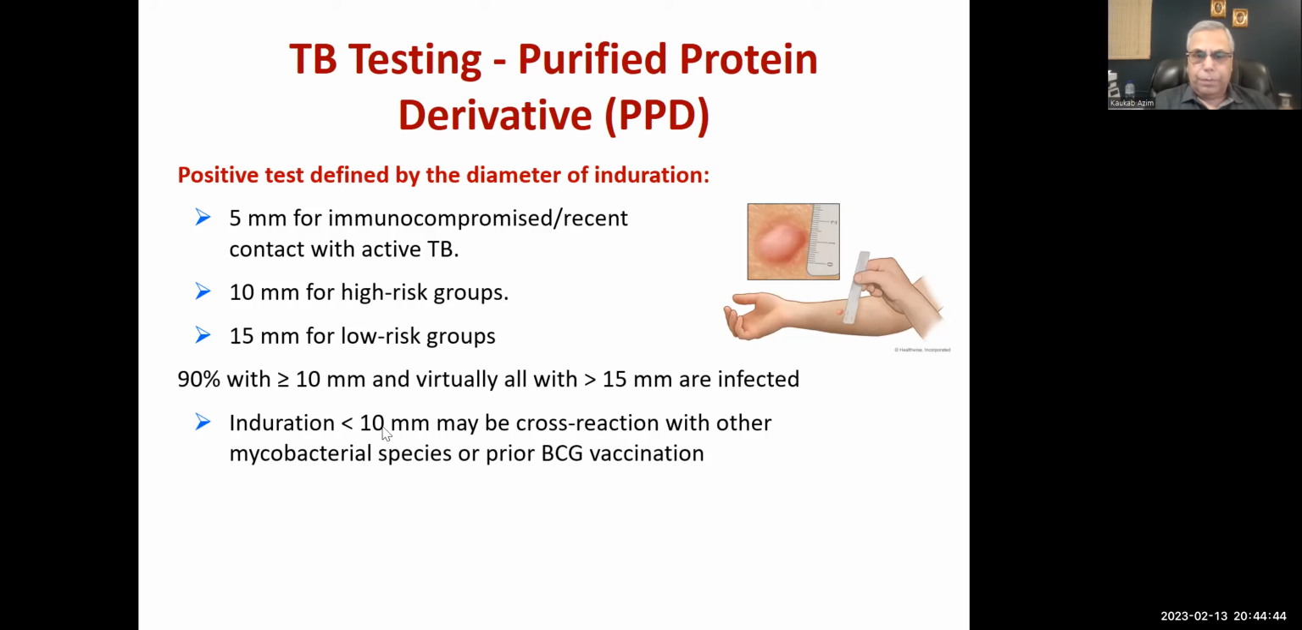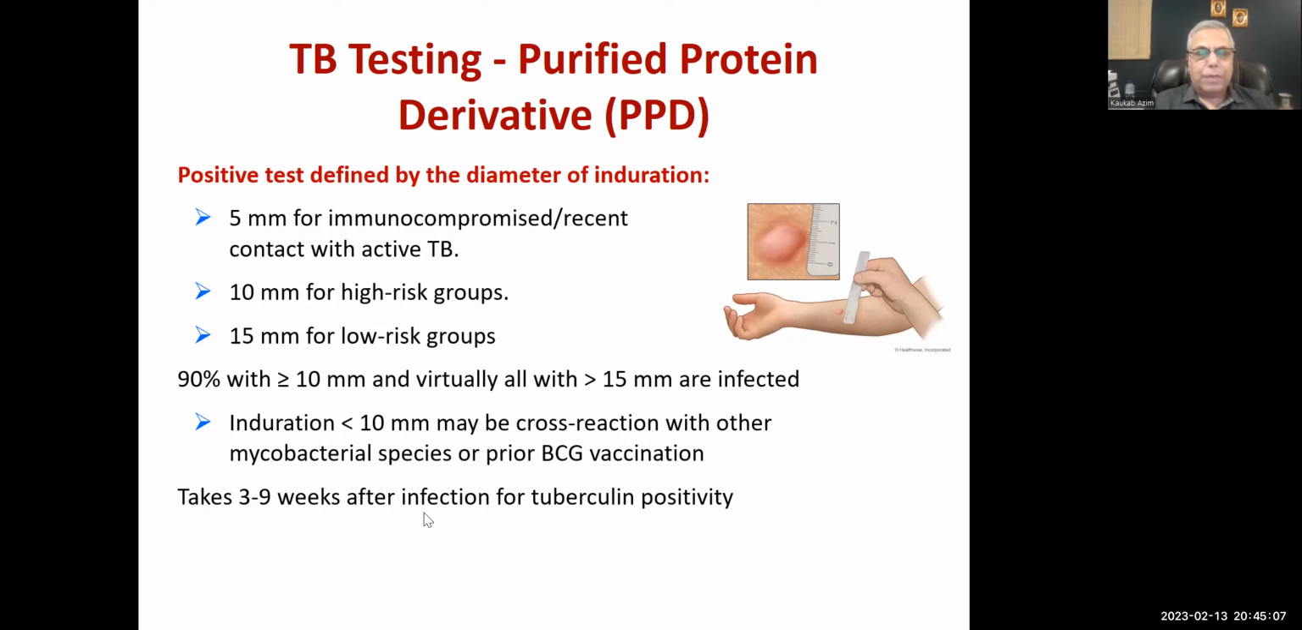So if the patient is normal and the reaction is there, but it is less than 10 mm, then obviously we'll do further investigations. And if it is more than 10 mm or 15 mm or more, then we are pretty sure, but still we will do confirmatory tests, okay?